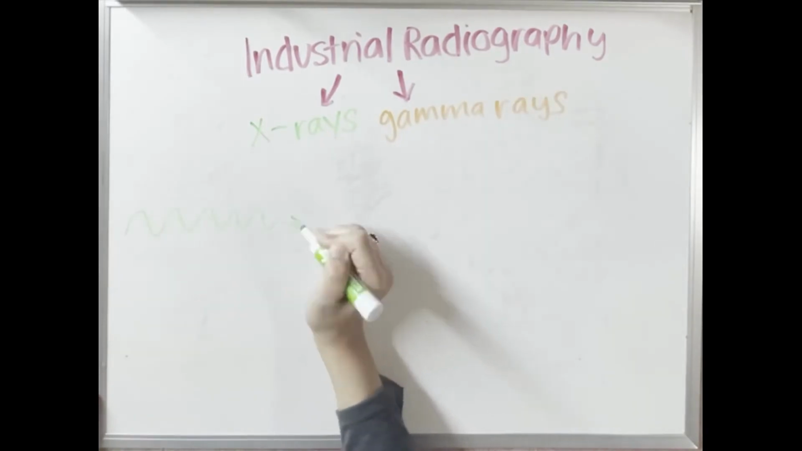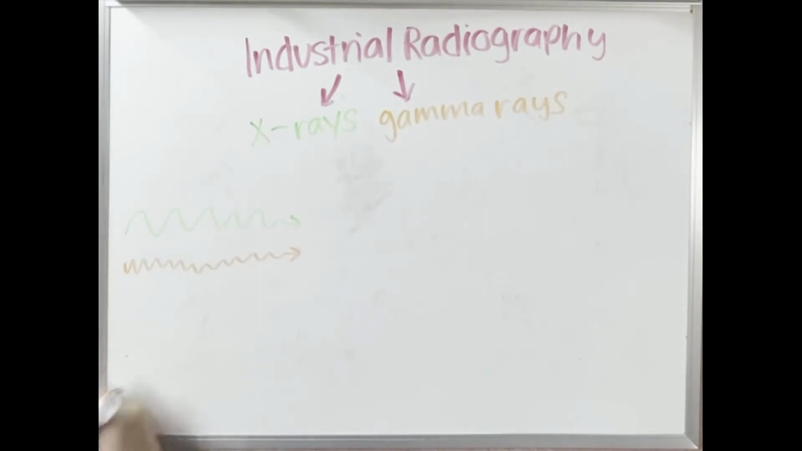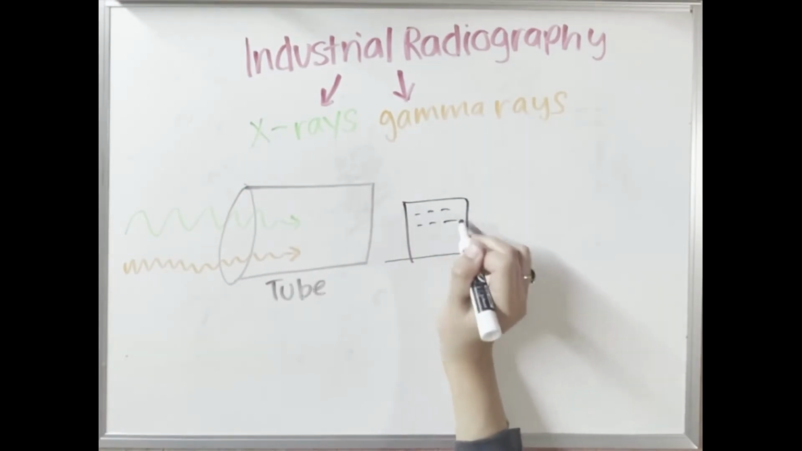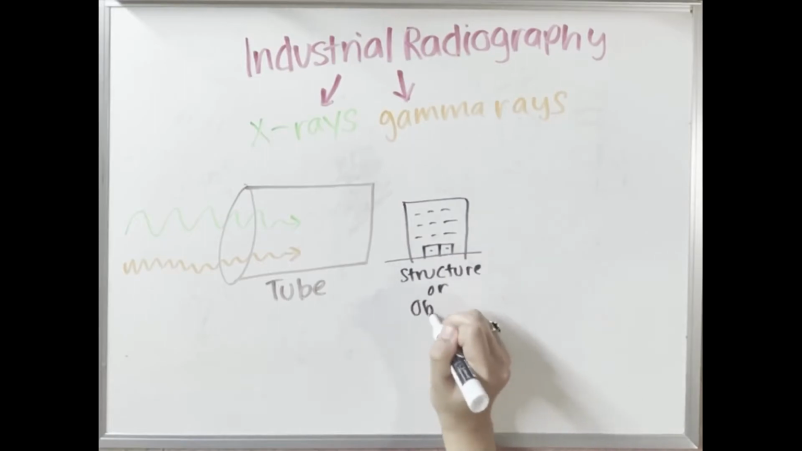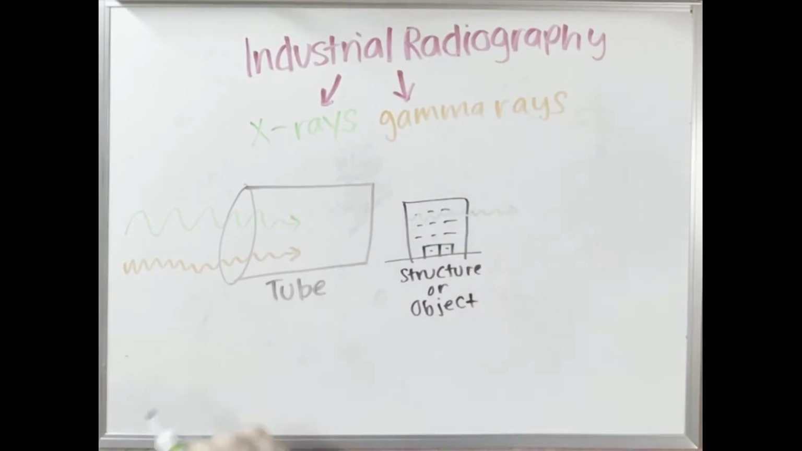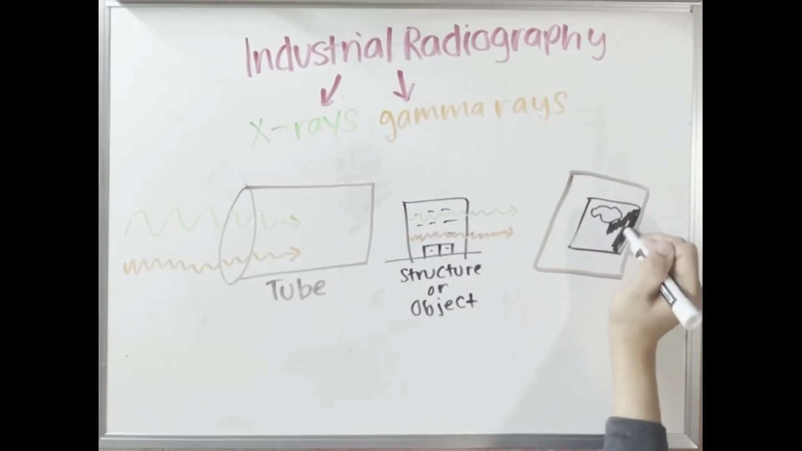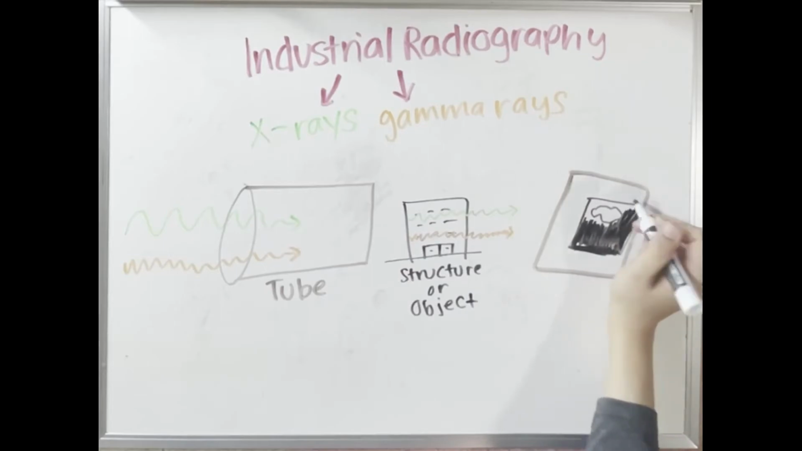In both forms, X-rays or gamma rays are directed from a source into a tube. This tube concentrates the rays and guides them to an area of inspection. The rays then pass through the object, colliding with the structure and any defects. The remaining rays are absorbed by a film on the other side of the object, producing an internal image.